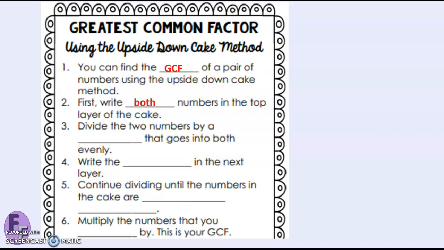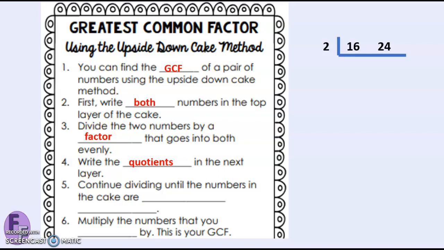First, write both of the numbers in the top layer of the cake. In this case, we're going to practice with 16 and 24. Next, divide the two numbers by a factor that goes into both evenly. You want to try to start with the smallest factor that you know divides into both numbers. In this case, since both numbers are even, we start by dividing by 2.